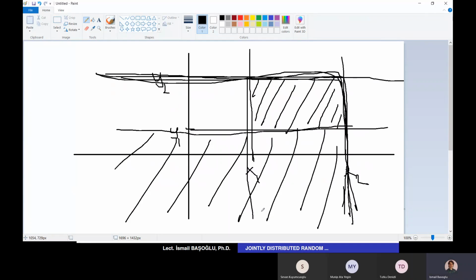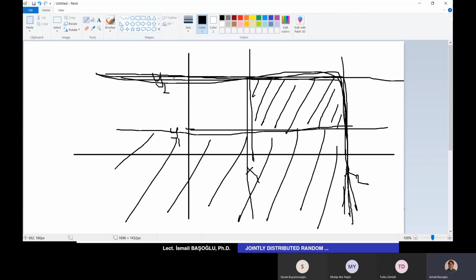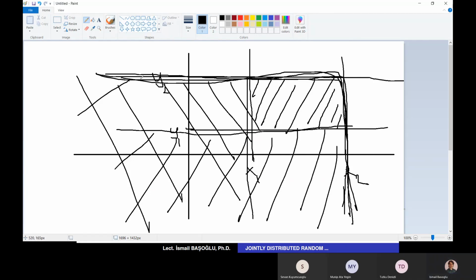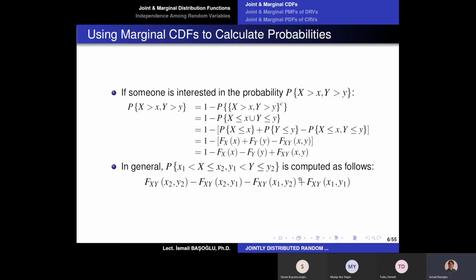Then you are going to subtract the CDF at x1 and y2. So this means you are going to subtract the probability of that region. Okay, but if you do that, this means you are subtracting that region twice, which means you need to add the CDF at x1 and y1. So this is how you compute such interval probabilities with joint CDFs.